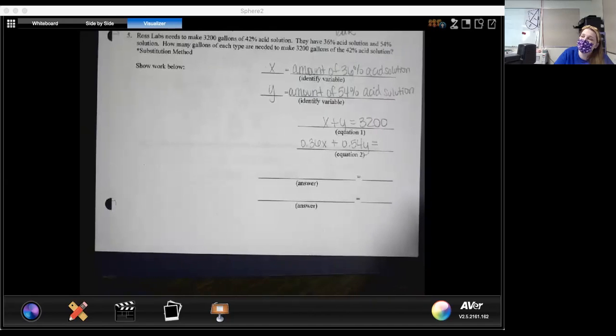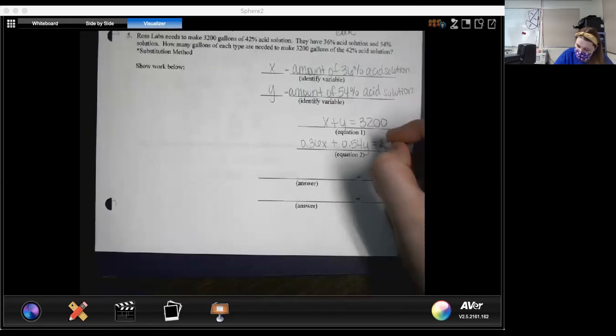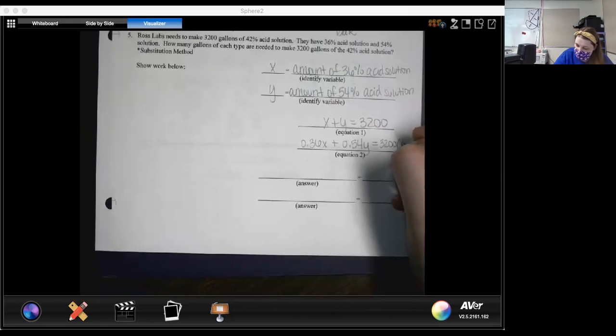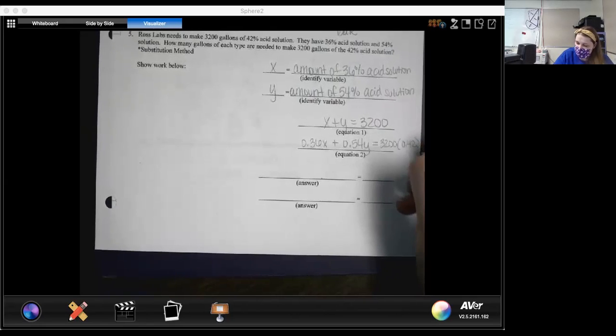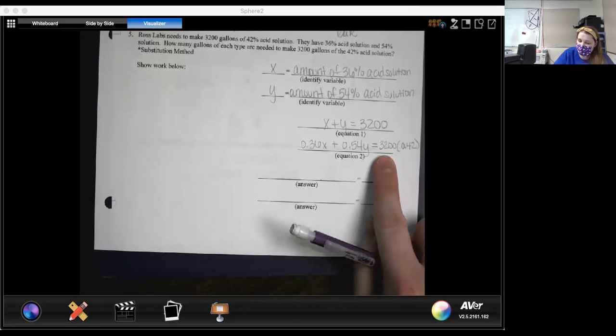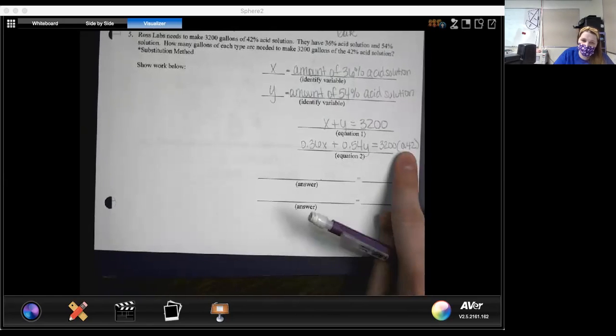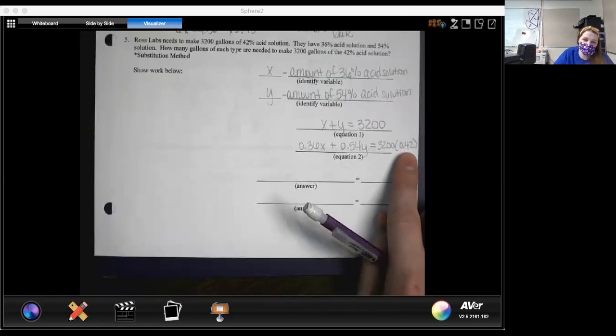What did you say, Charlie? Bennett, yes, you were correct. It would be 3,200 times 0.42 because they want 3,200 gallons of 42% acidic solution.